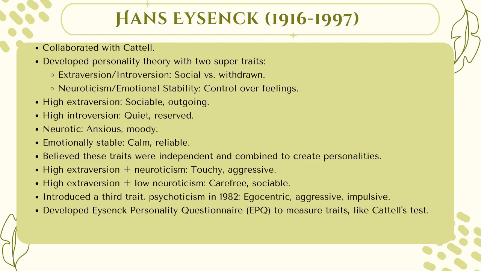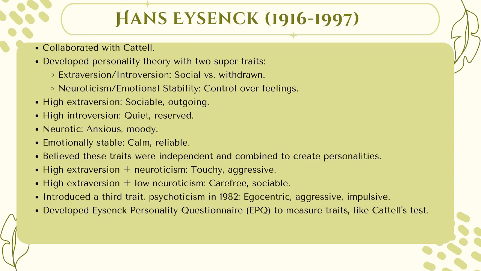Hans Eysenck, 1916 to 1997, was a modern theorist with Cattell. His theory of personality was based on two super traits: extroversion-introversion, the degree of individuals being socially outgoing or withdrawn, and neuroticism, or emotional stability, the degree of individuals having control over their feelings.